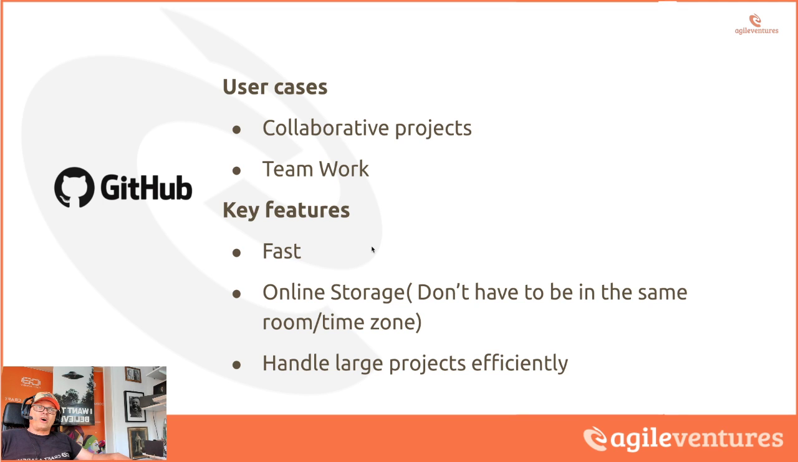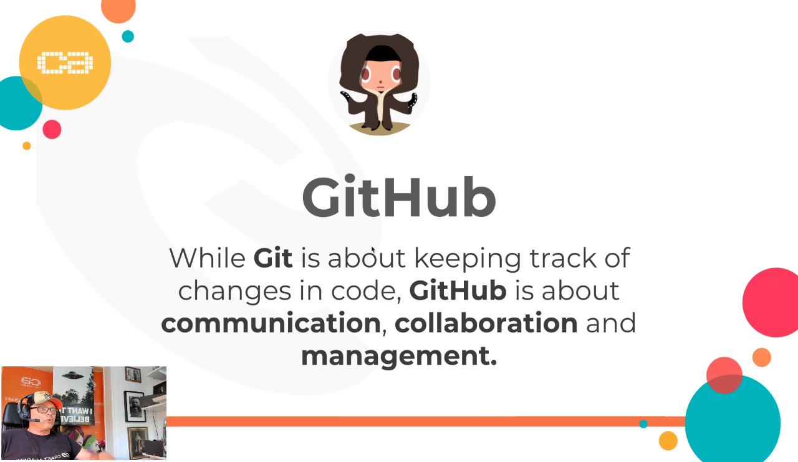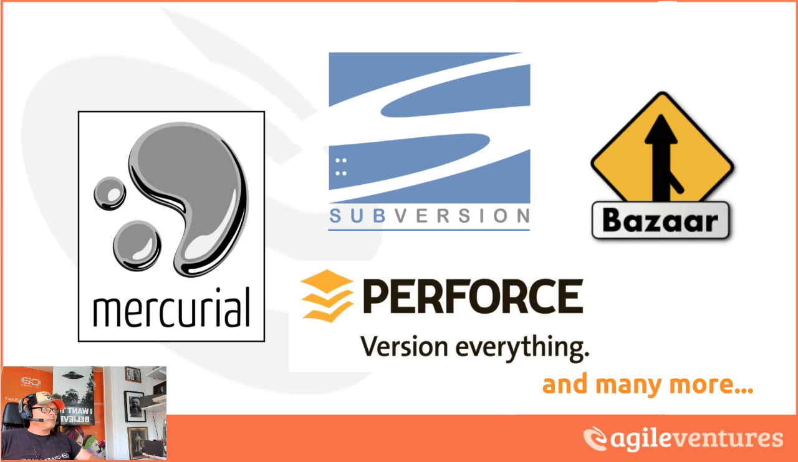So GitHub actually makes it possible to do something that Git is usually not so good at, and that is storing large files. There is a large file storage available in Git, which is a good thing. More on that at some other point, I guess. Just to recap again, sorry about the branding here, while Git is about keeping track of changes in code, GitHub is about communication, collaboration, and file management and project management, rather.